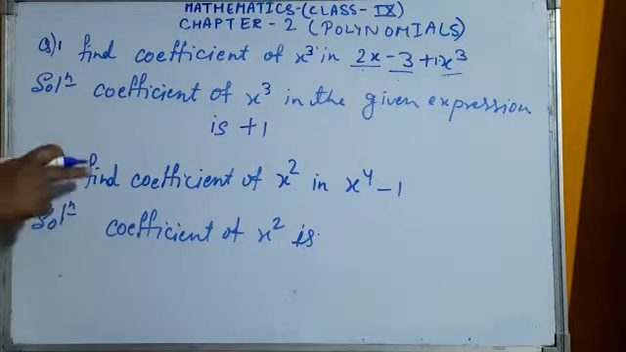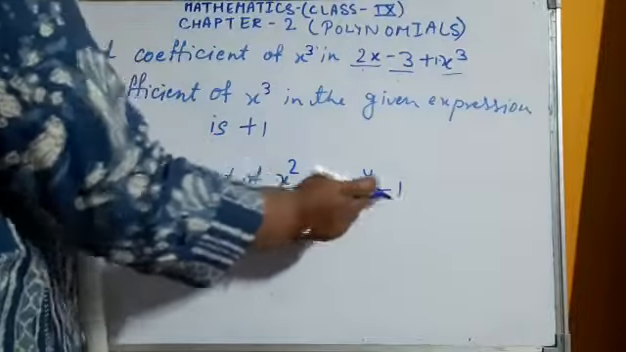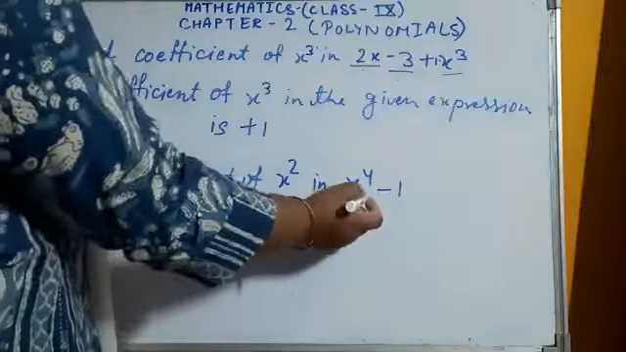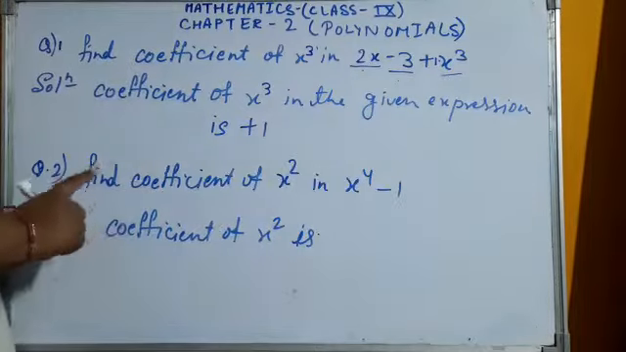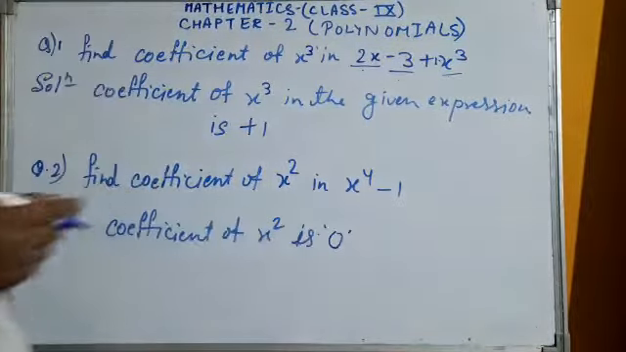Second question is find coefficient of x square in x to the power 4 minus 1. You can see in the given expression there is no x square term. So we can write coefficient of x square is 0.